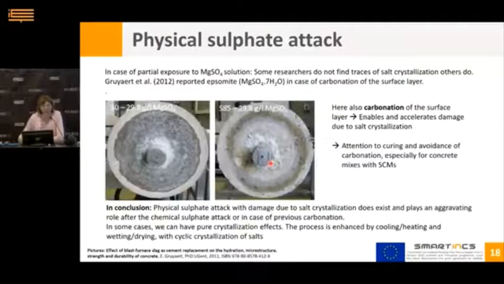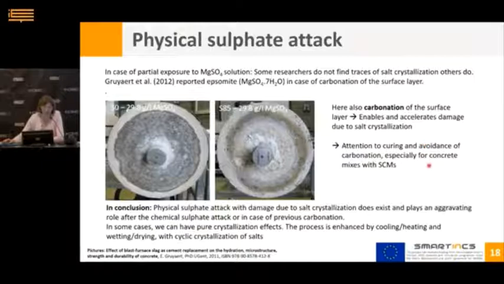So then in case of magnesium sulfate solution, we find a bit contradicting information in the literature, because some researchers say that they do not find traces of salt crystallization and others do. So also in my research, we reported some epsomite that could be formed also here, as you see, these harder crystals that are formed over here in case of carbonation of the surface layer. So here also the carbonation enabled the salt crystallization.